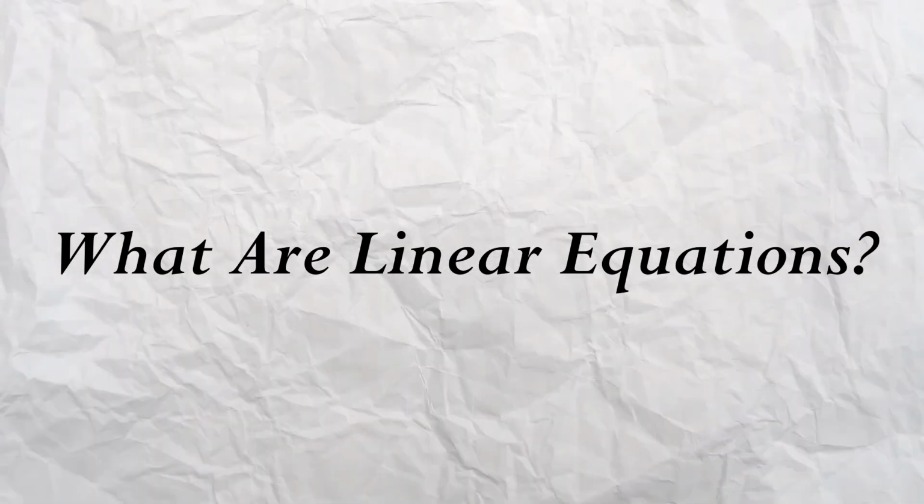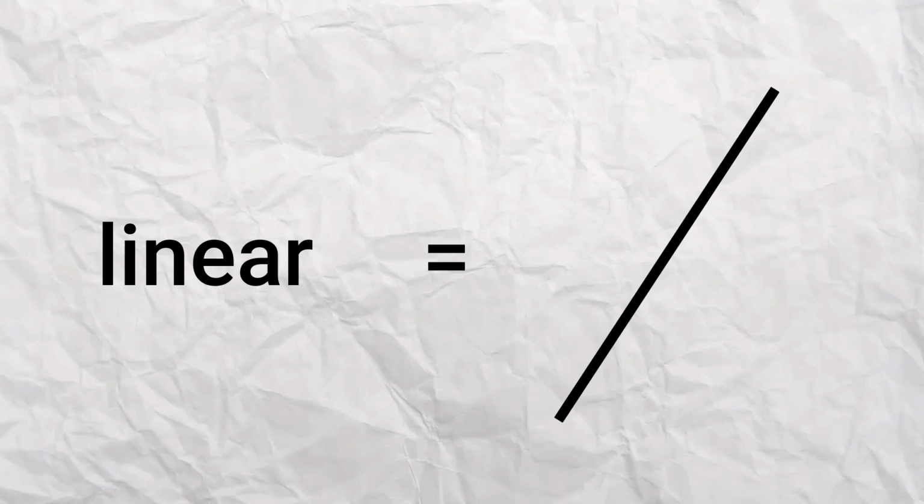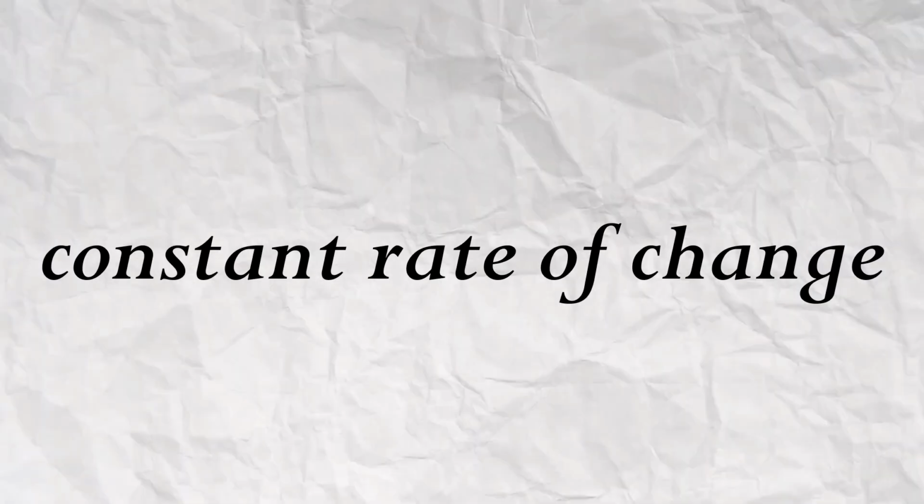So what are linear equations? A linear equation is just an equation whose graph makes a straight line. The word linear comes from line. What makes them special is that they describe relationships with a constant rate of change.